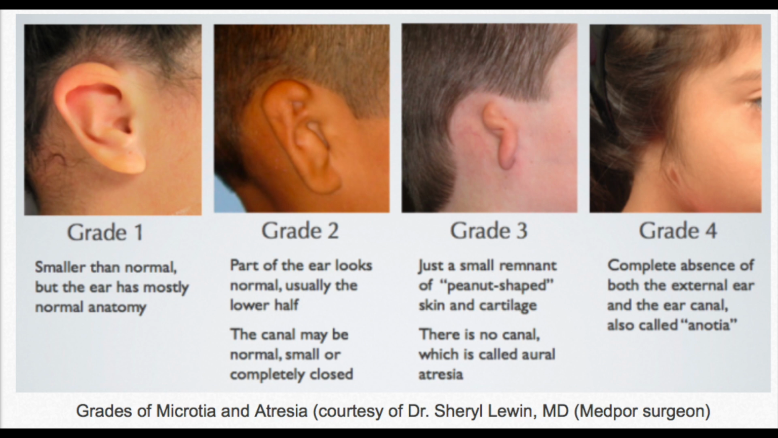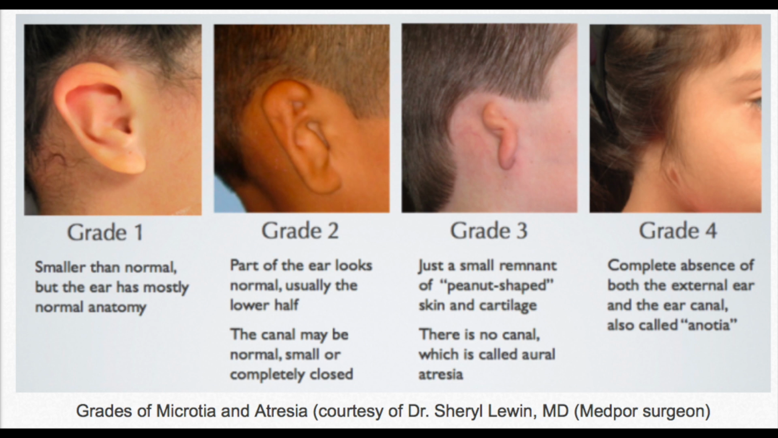One of the problems that can occur with your outer ear or your pinna is something called microtia. And microtia is simply just a congenital deformity affecting the outer ear or the pinna. As highlighted by these four grades, it can differ in the severity.